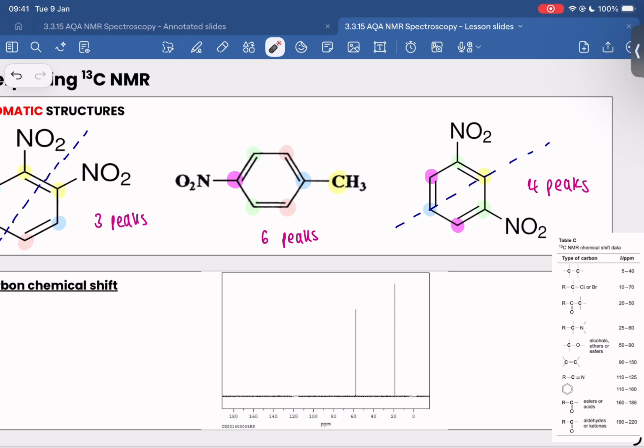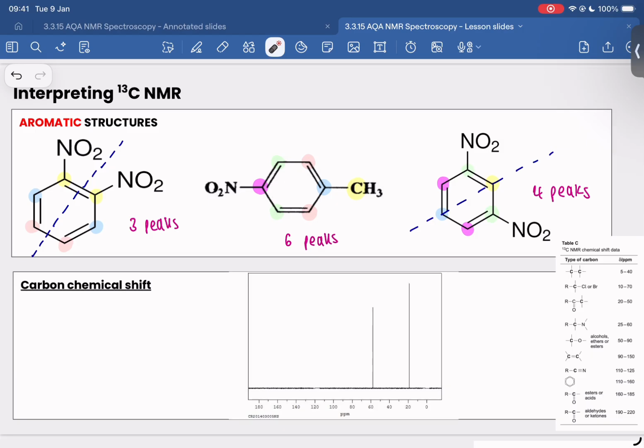If the NO2 was on the carbon 4 instead, would the carbons then be in the same environment? So, if it was attached to the carbon 4, it would be in the same environment, exactly. Well done, yeah. Okay. Great.